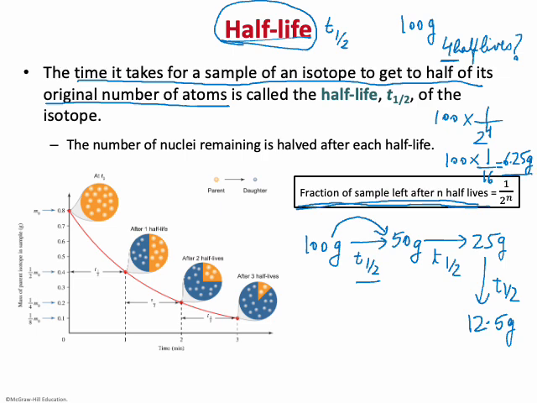Either you do it by this shortcut or you do this. 100 becomes 50. This is 1 half-life. This is 2 half-lives. This is 3 half-lives. Then after one more, which is the 4th half-life, we have half of 12.5, which is 6.25 grams. So either you can do this long approach or you can use this short approach. Either way, you can get to the final answer.